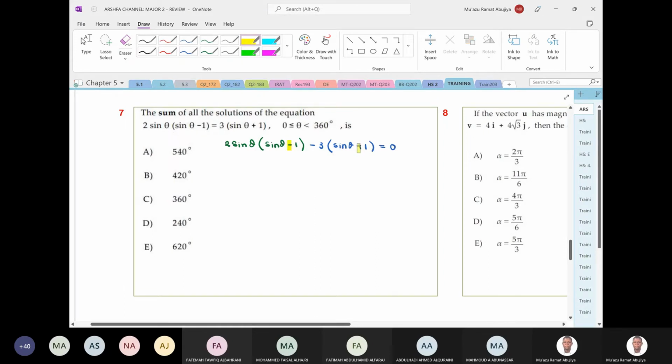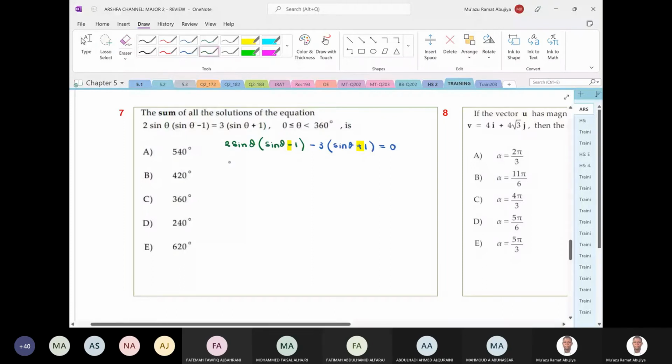But look at this one, it is plus. Can I say by grouping sine of theta minus 1 out, and then 2 sine of theta minus 3? I cannot, because they are not the same. So what do we do in this type of question? We should open the bracket. Now, if we open the bracket here, what do we get?